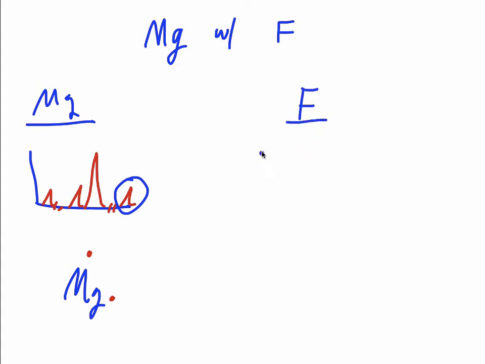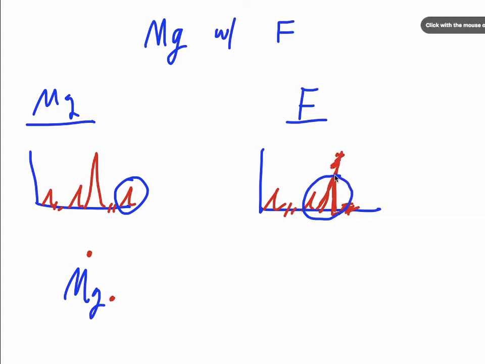Fluorine, let's do its PES: 1s2, 2s2, 2p6, sorry, 1s2, 2s2, 2p5. So where are its valence electrons? They are right here. We have 2 here. Those are 2 valence electrons translated into those 2 dots right there, Lewis dots.